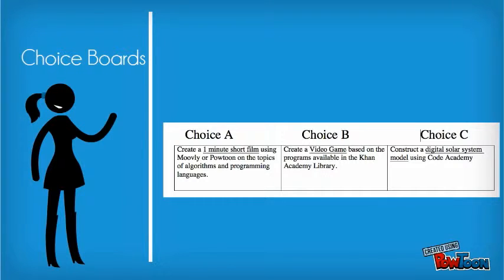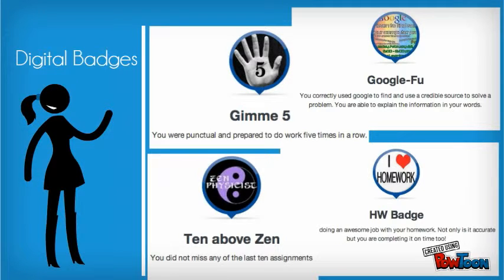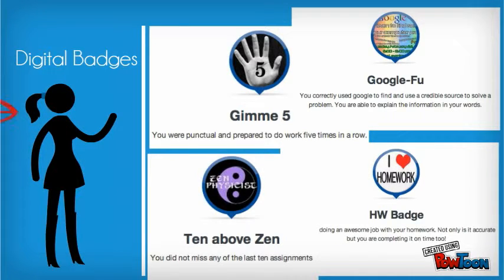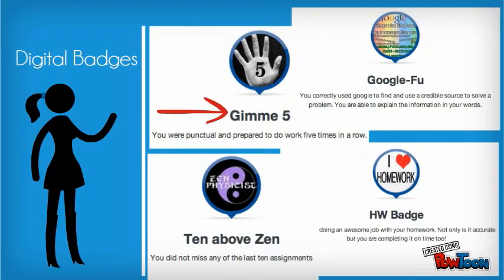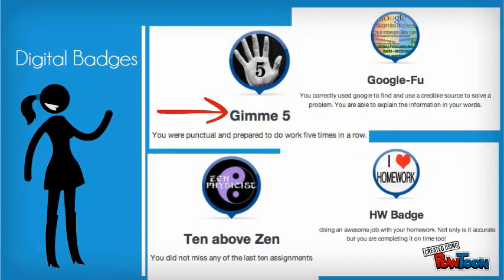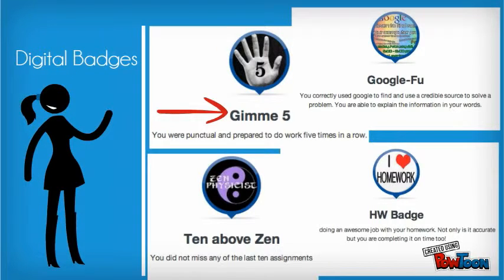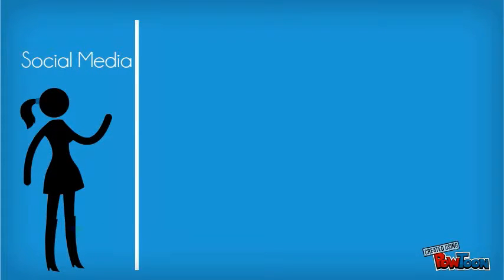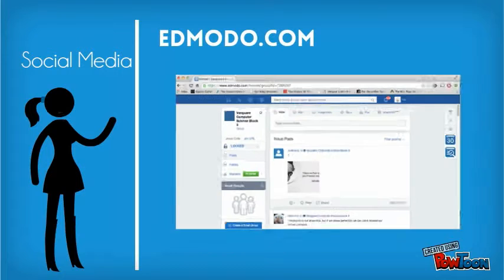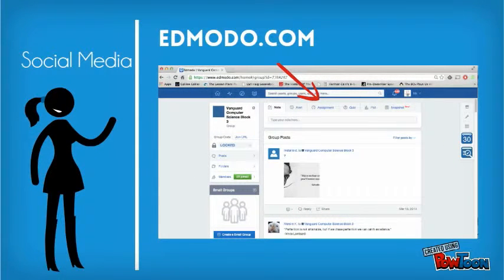I created digital skill badges to help students improve their habits of mind and work. The first assembled badge is called Gimme 5, which students attain when they're both punctual and prepared for work for 5 days in a row. The digital badges work well with our class website, which I built on Edmodo.com. Think of Edmodo as having all of the benefits of Facebook, allowing you to integrate class content and the ability to give prompt feedback to students on their progress.